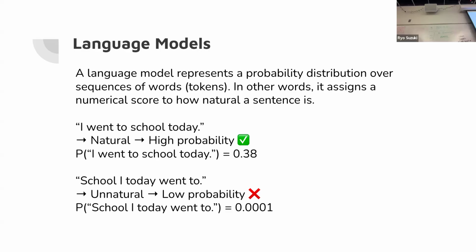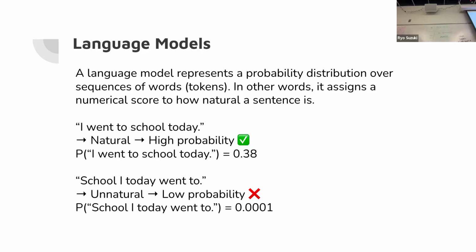And what it means to make sense, or not make sense, in a machine learning model is the probability of the sentence. So in this case, the language model represents the probability distribution over a sequence of words. That is the important aspect. The words are often called tokens, by the way, which will be covered next week. In other words, it finds a numerical score for natural sentences. That's the language model.